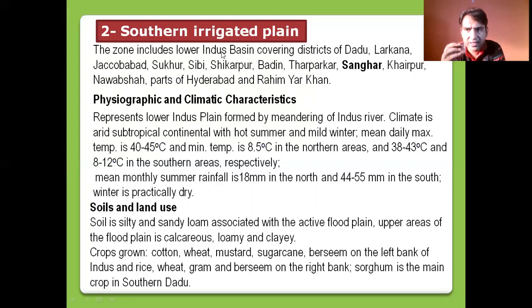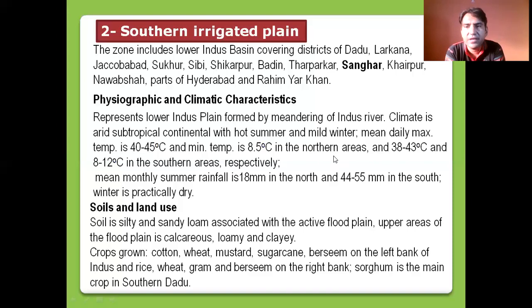So these are the southern part of Pakistan, the upper Indus and the lower Indus, where we have different districts, Dadu, Larkana, almost most of Sindh comes here, and some parts of Rahim Yar Khan. Physiographic or climatic characters depend on the lower Indus Plain formed by meandering of the Indus water. So this zone has been formed by the sediments laid down by the Indus River. So this zone is called the lower Indus Plain of Pakistan.